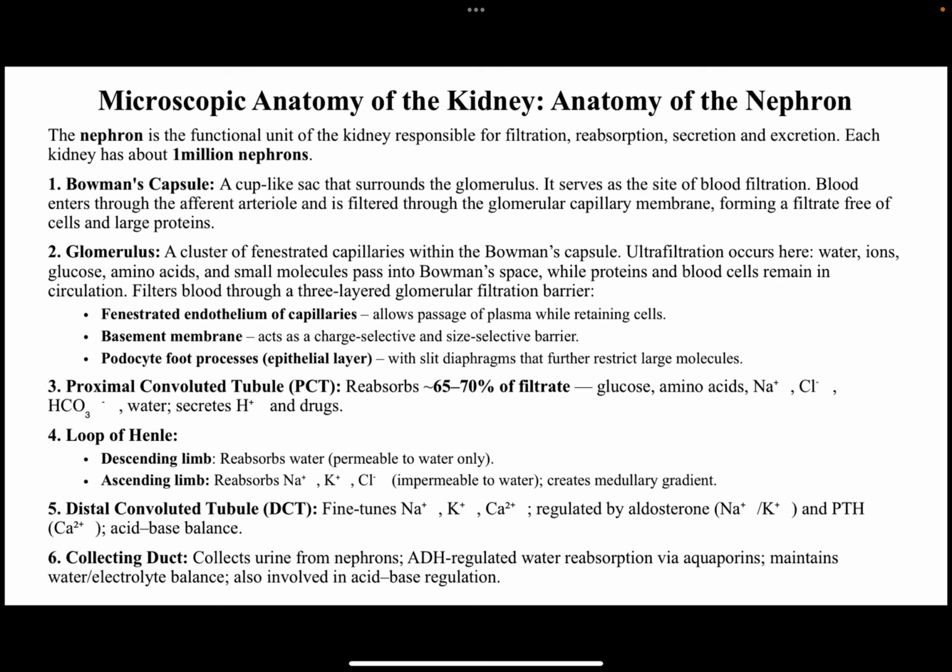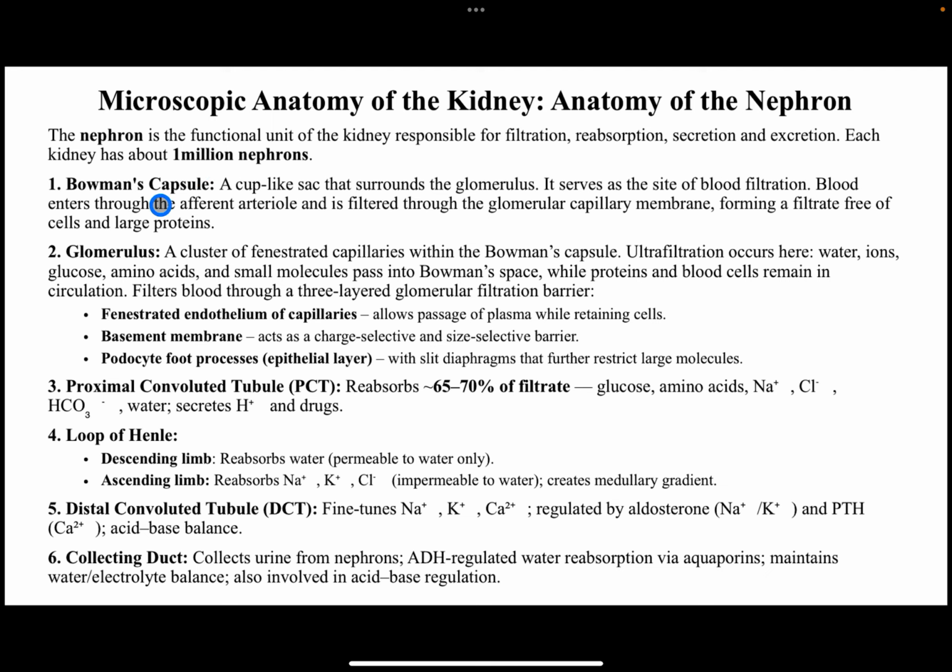And we have the nephron within the kidney. The ability of the kidney to perform these functions, based on which we say the kidney is the primary organ of the urinary system, is because of the nephrons within the kidney. That is why the nephrons are the functional unit of the kidney, responsible for filtration, reabsorption, secretion, and then excretion. In each kidney, we have about 1 million nephrons, so in both kidneys, you should estimate about 2 million nephrons.